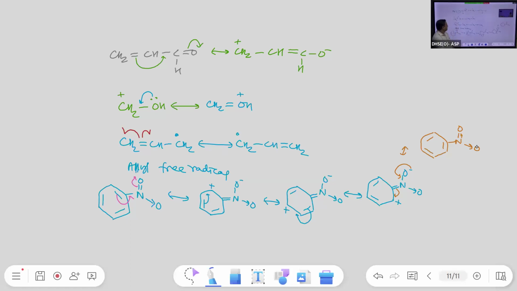Completed, students? These are the resonating structures of nitrobenzene. If any difficulty, write in the chat box. Okay, done. Good, Sumit.